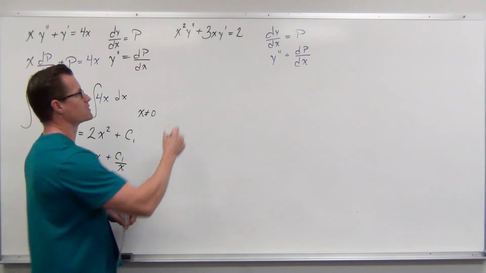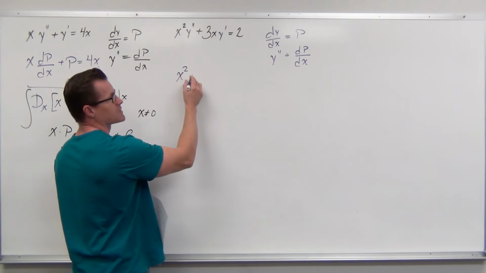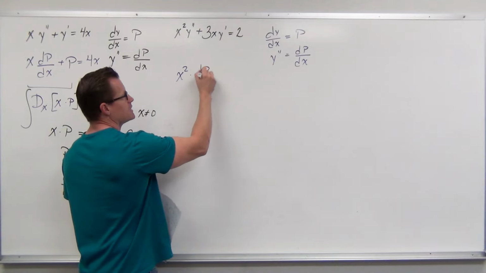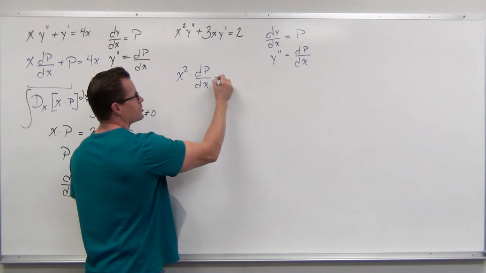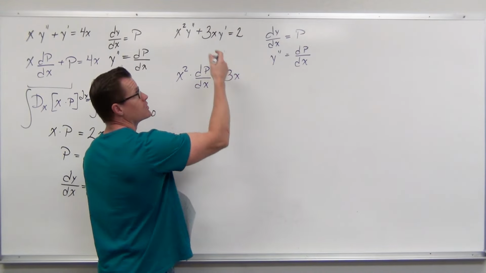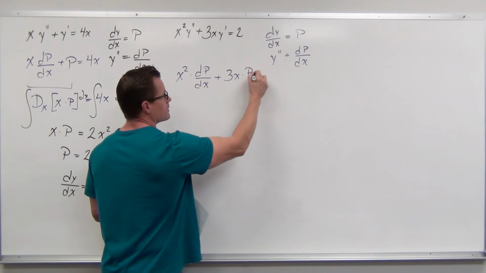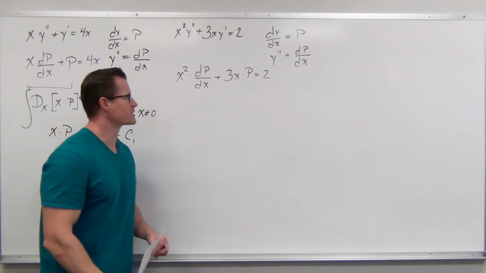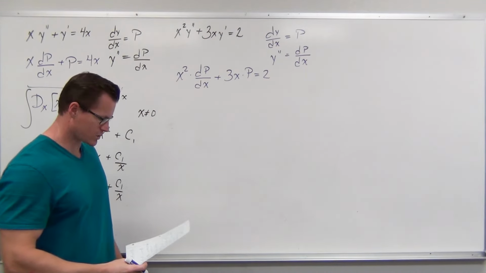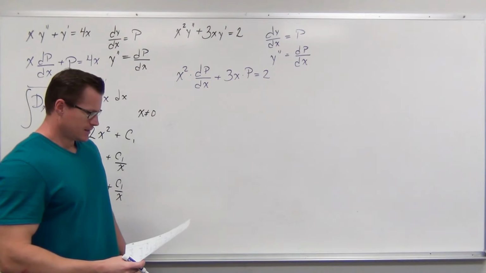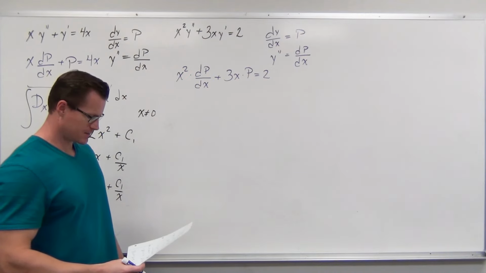Do our substitution. So this would be our x squared, no problem. Second derivative is dp dx plus 3x. The first derivative is just p, and we have a 2. Isn't that nice? Man, that's so nice. I love it when it works out like that. Oh, man, what now?